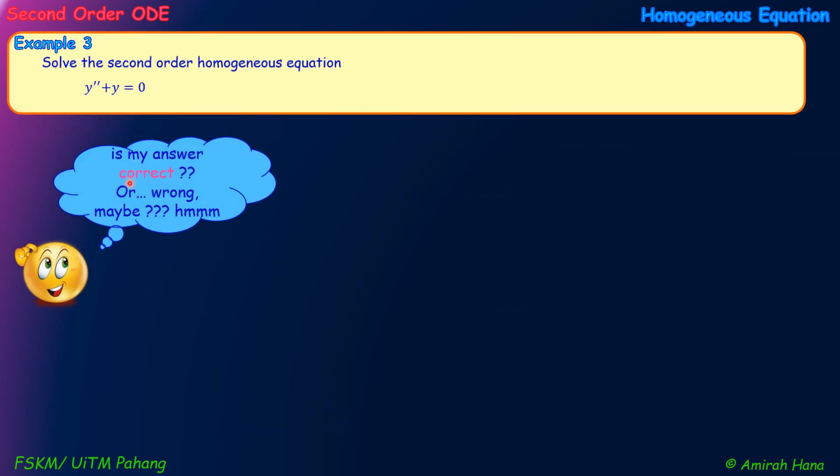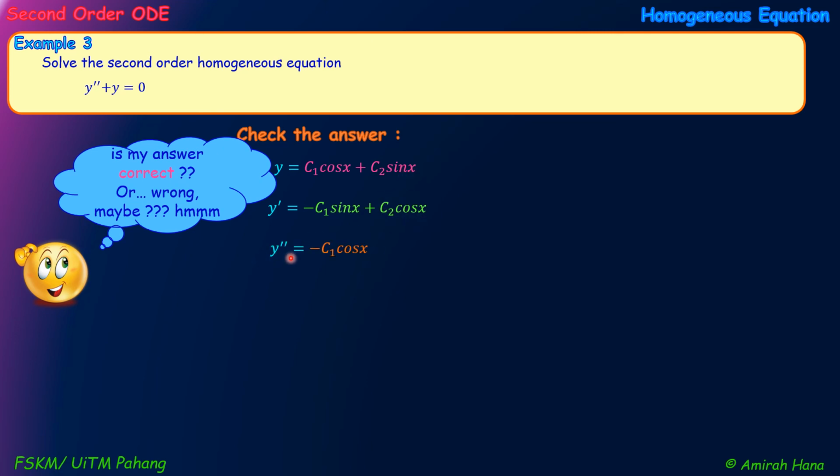Is my answer correct or wrong maybe? We can check the final answer. From the previous slide, we have the solution y equals to c1 cos x plus c2 sin x. Then we differentiate. We get y prime equals to, we still have the constant c1 here. Then we differentiate cos x, it becomes negative sin x, plus c2, we differentiate sin x, it becomes cos x here.